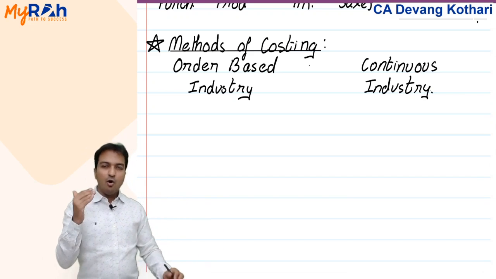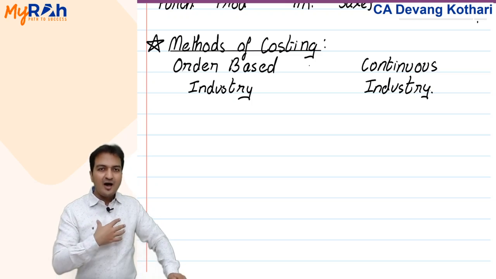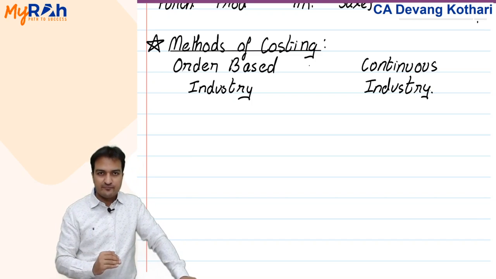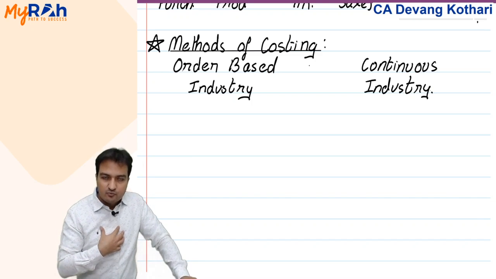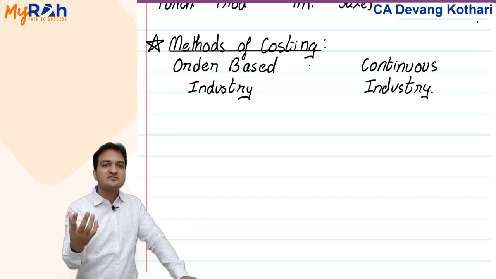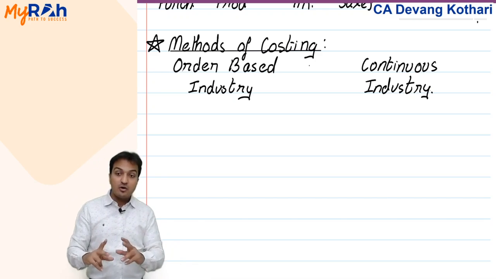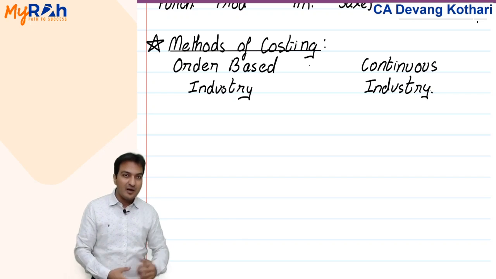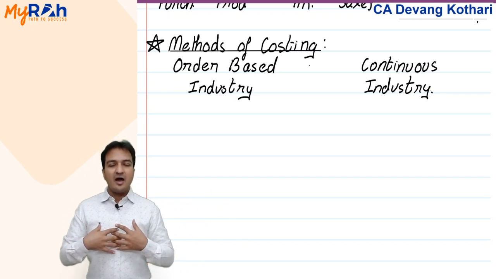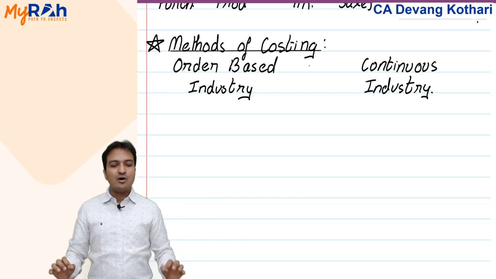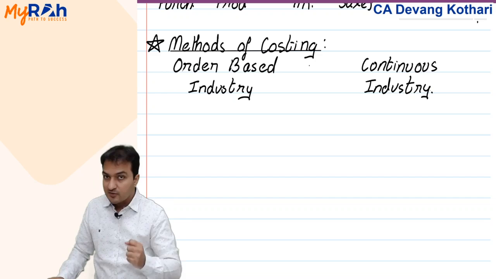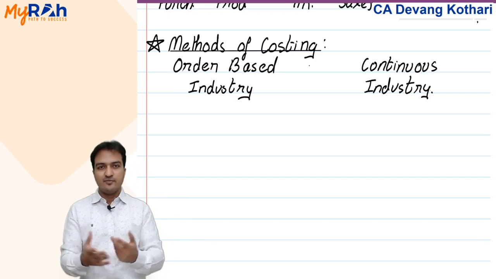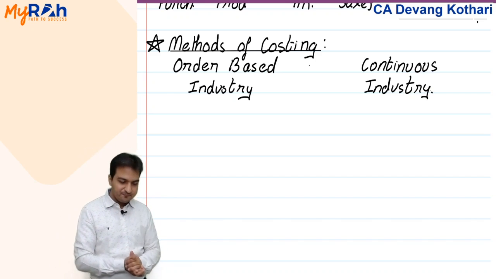Now, what is that? Order-based industry means an industry where I will do production only after I receive a particular order from the customer. Based on his specific requirements, I will make my product and deliver the product to him. While continuous industry is the one where I will do production on my own without waiting for any specific order from the customer. Rather, I will do production based on my own design, based on general demand from the industry.